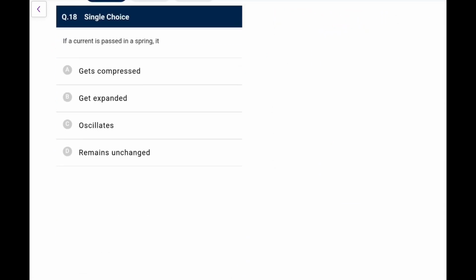If a current is passed in a spring, because it will be passed like this, so let's say it goes like this. These two nearby turns will have attraction, so it will get compressed. So go for option A.